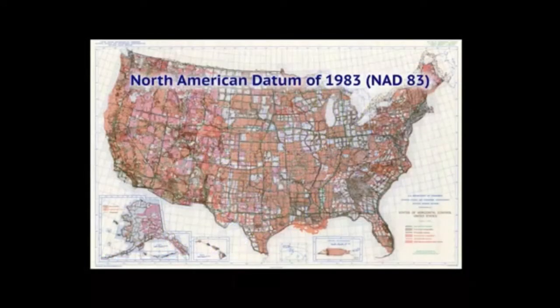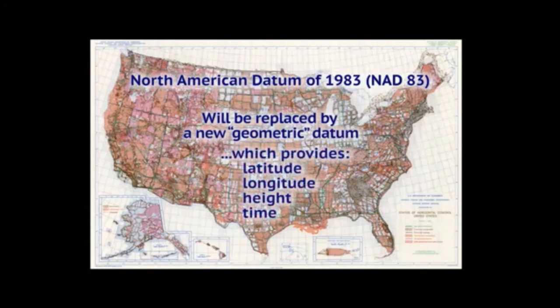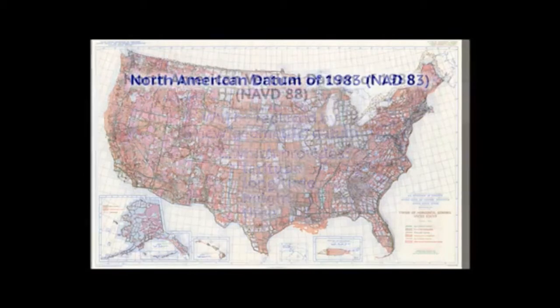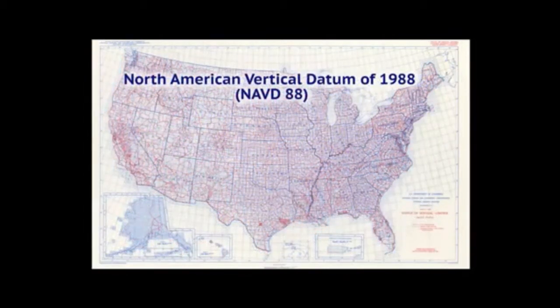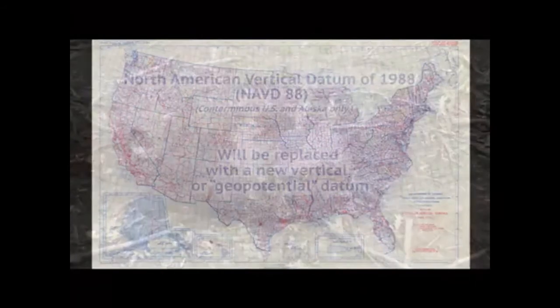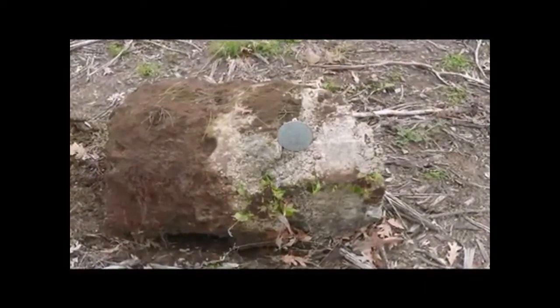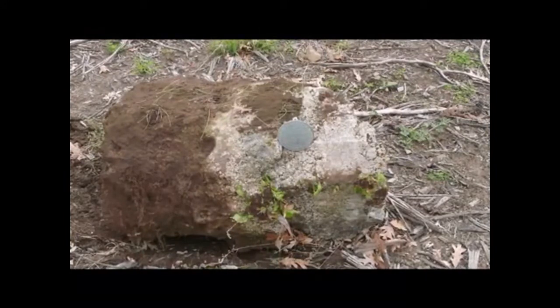Horizontal positions are currently defined by the North American Datum of 1983, or NAD83. This will be replaced by a new geometric datum, which provides latitude, longitude, height, and time information. Vertical positions or elevations are currently defined by the North American Vertical Datum of 1988, or NAVD88. This will be replaced with the new vertical or geopotential datum. The new datums will help lessen the impact of aging physical infrastructure, like marks, that currently help define NAD83 and NAVD88.